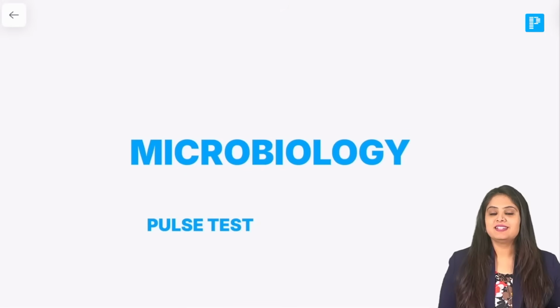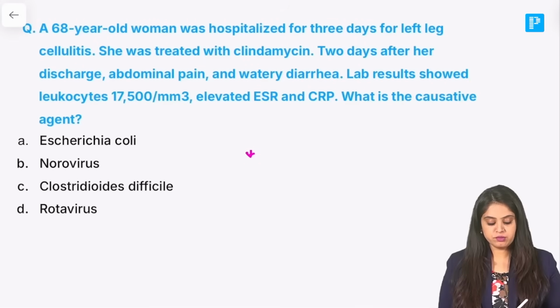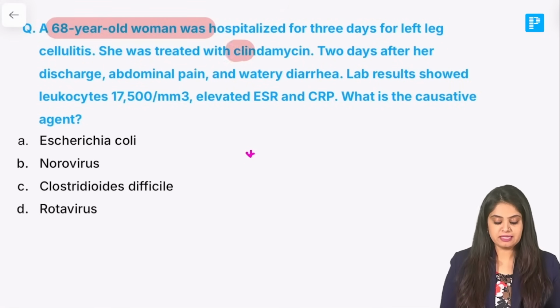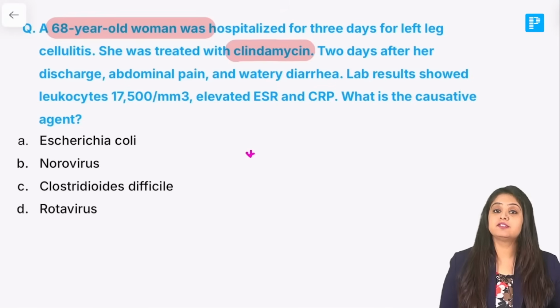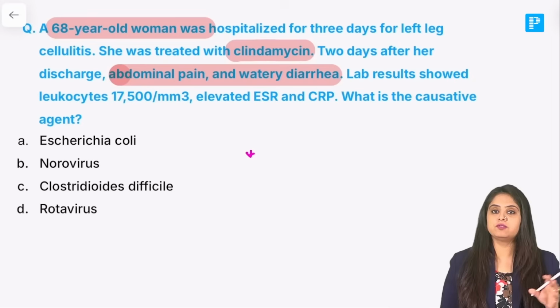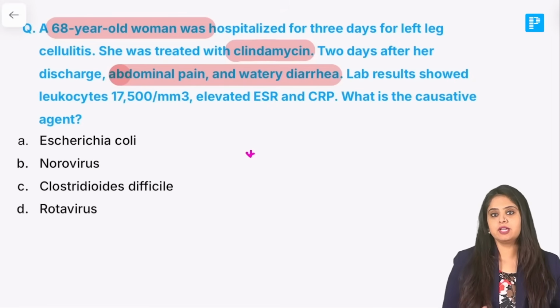Hi everyone, let us now discuss the questions of microbiology that were asked in the recently conducted Pulse test. The first one was to do with a 68-year-old woman being hospitalized for 3 days for a left leg cellulitis and was treated with clindamycin. 2 days after her discharge, abdominal pain and watery diarrhea happened. So we started off with a different pathology and we've ended up with a GI pathology.